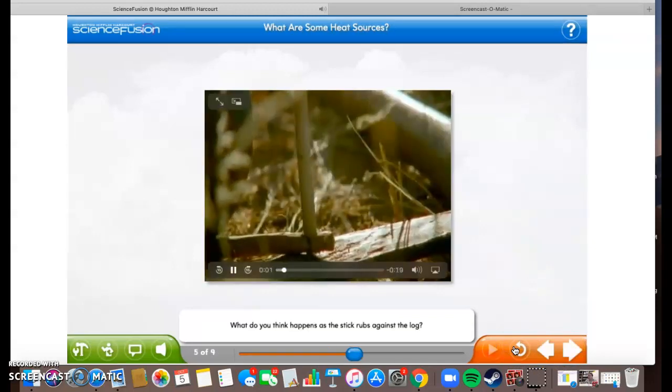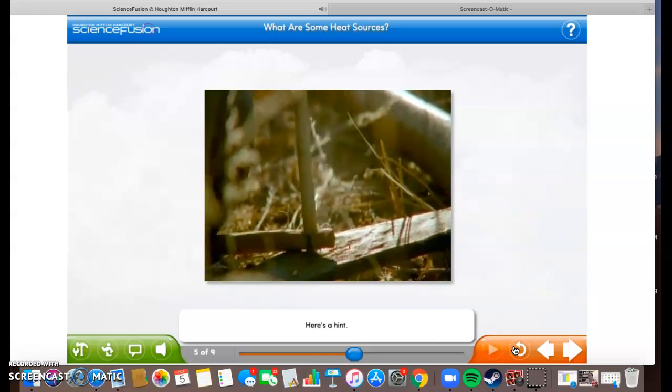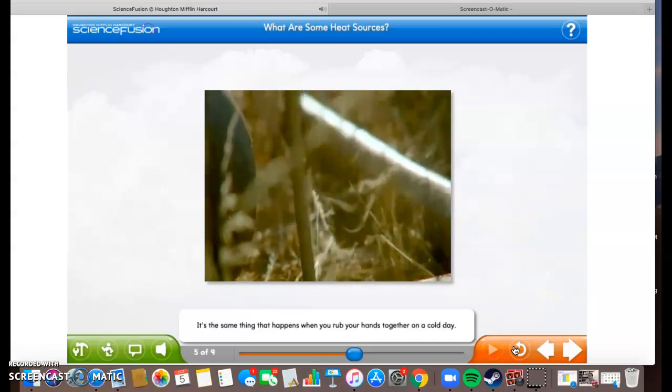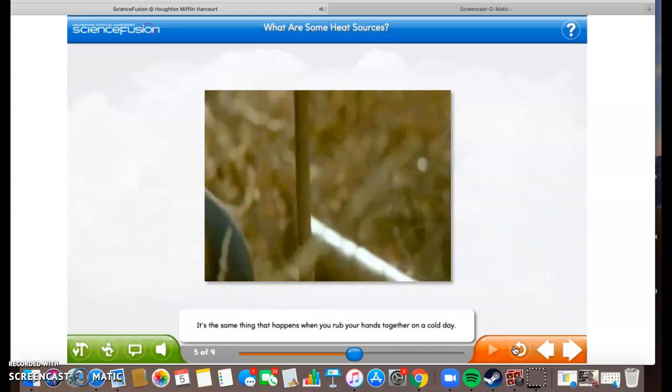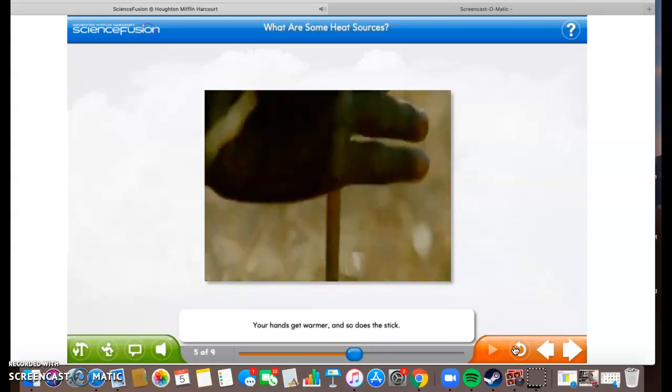What do you think happens as the stick rubs against the log? Here's a hint. It's the same thing that happens when you rub your hands together on a cold day. Your hands get warmer, and so does the stick.